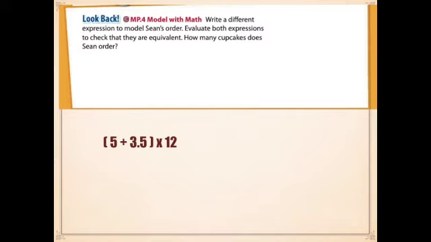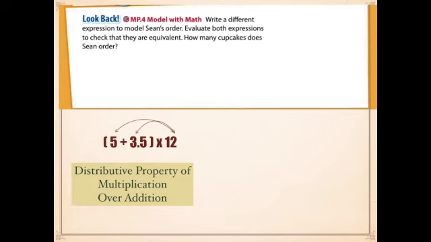Distributive property means that the number outside the parenthesis, which is times 12, will be multiplied to the numbers inside the parenthesis. So in this case, this is 12 times 5, and also 12 will be multiplied by 3.5. Again, what is this property? This is the distributive property of multiplication over addition.